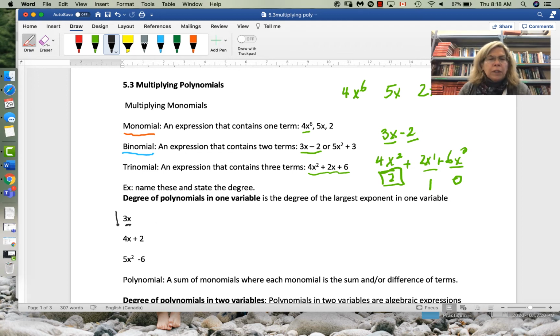So what is this one? What is this one that has only one term? Well, up here it says it's a monomial. So this is a monomial. And the degree of the monomial is the degree of the largest exponent. So here the exponent is 1, because x to the first is 1, so the degree is 1.